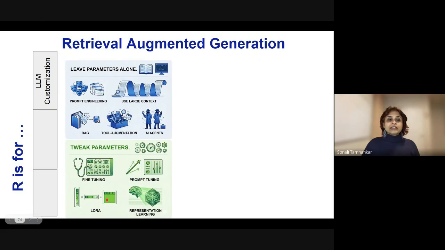I've also linked a reference below on representation learning. This work is especially fascinating. It's like doing a brain scan on the model, finding something like an honesty circuit, and then surgically modifying it to fundamentally change the model behavior. But today we are focused on RAG.